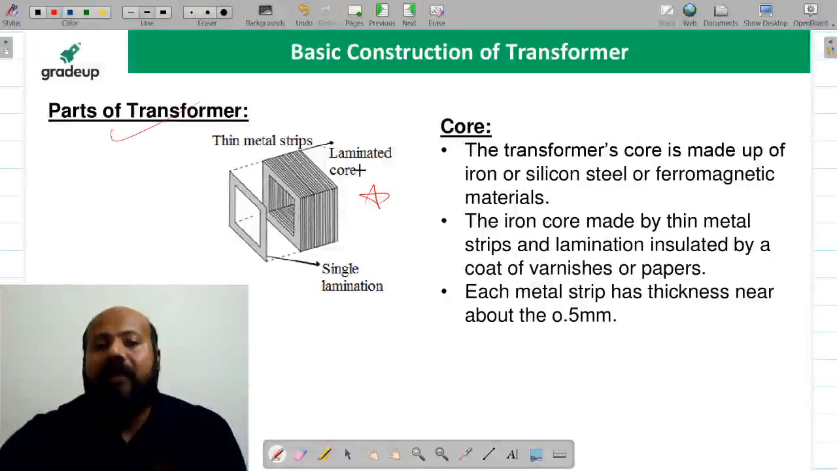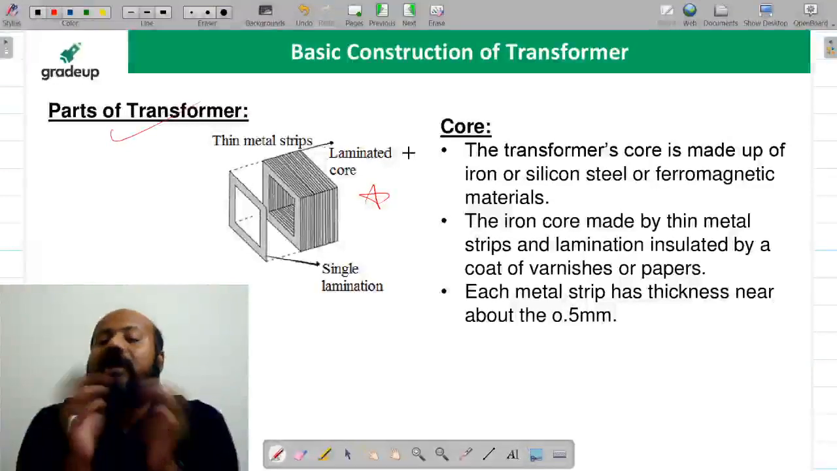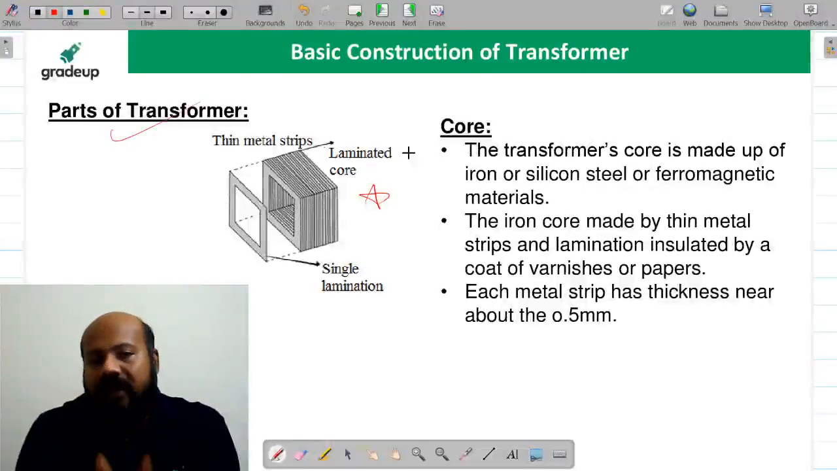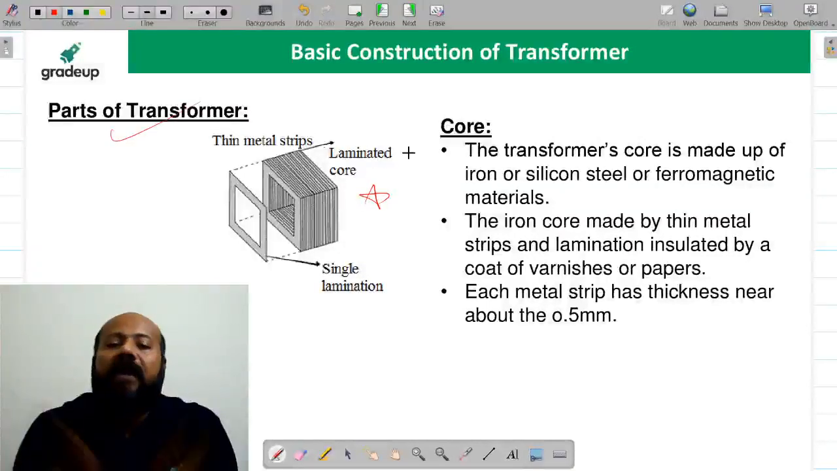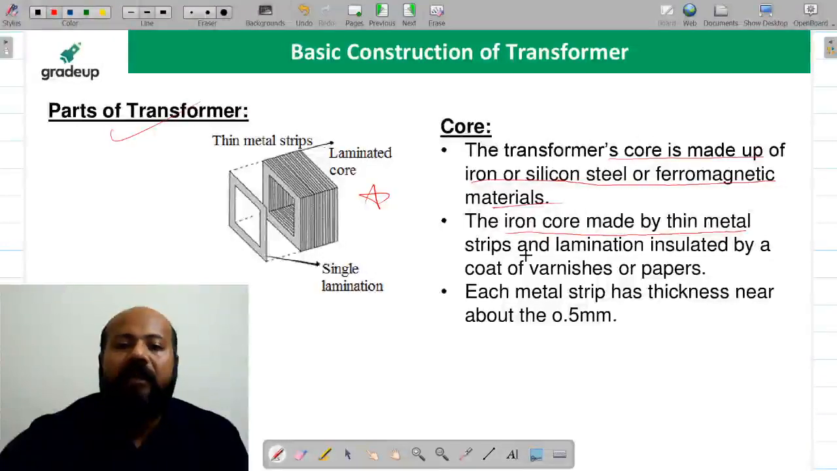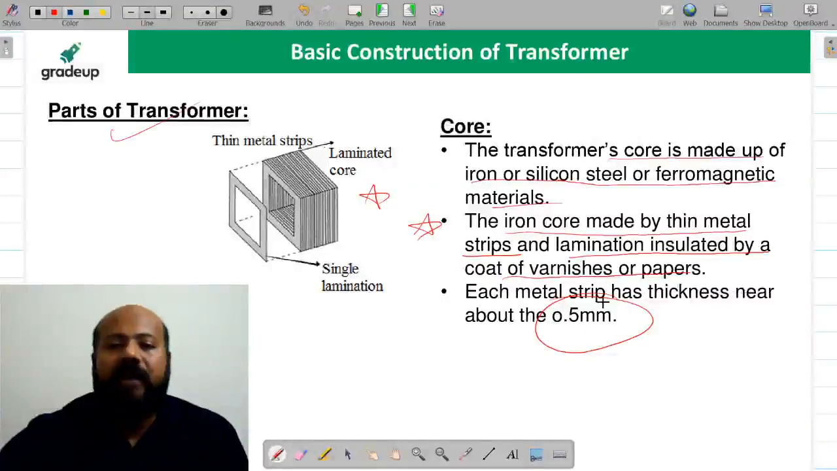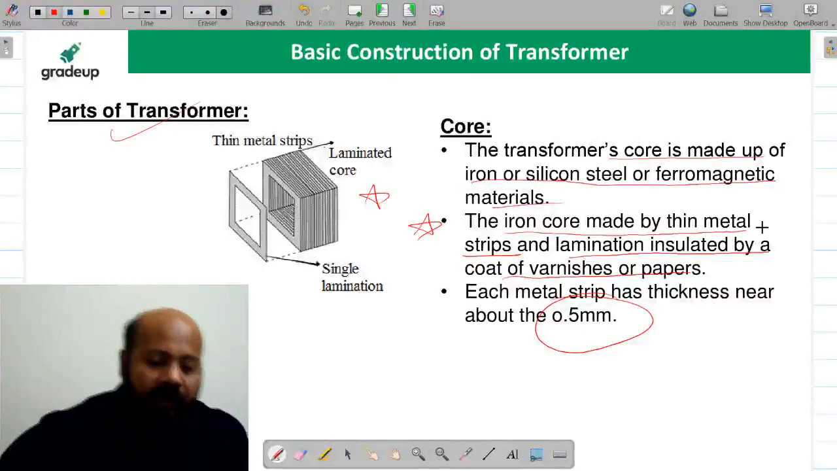What is the meaning of laminated core? Instead of having a solid structure, we have strips, and those strips are laminated and coupled together to form the core. The transformer core is made up of iron, silicon steel or other ferromagnetic material. The core is made up of thin metal strips, this is important, and the laminations are insulated by a coat of varnish or paper. Each metal strip has a thickness of about 0.5 mm.